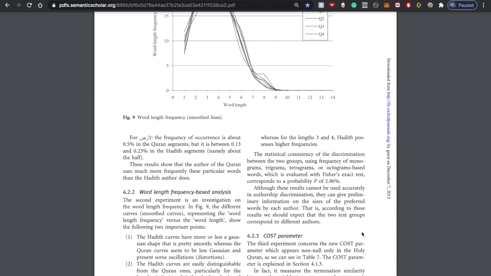And when they do statistical tests, we see that using the frequency of monograms, trigrams, and tetragrams or octograms, which means 1-letter word, 3-letter word, 4-letter word, and 8-letter word, the probability that they came from the same author is only 2.86%. Right, so although these results cannot be used accurately in authorship discrimination, they can give preliminary information on the sizes of the preferred words by each author. That is, according to these results, we should expect that the true text group corresponding to different authors.